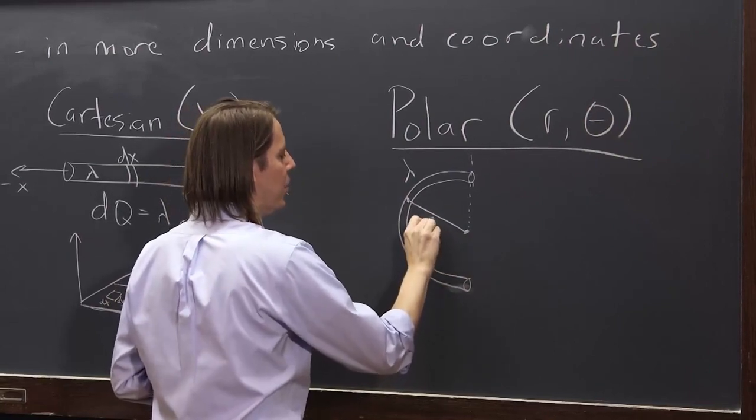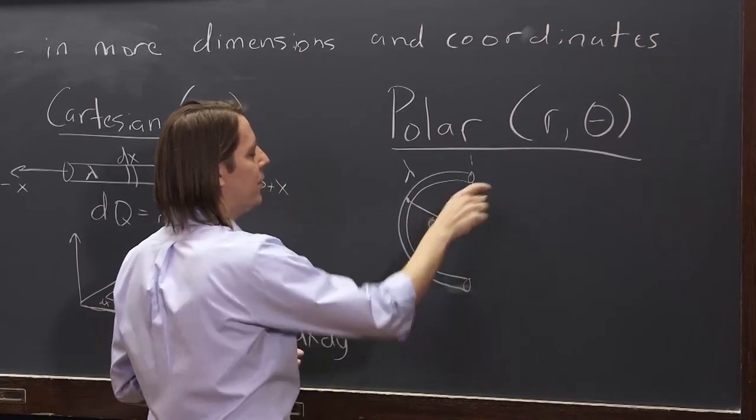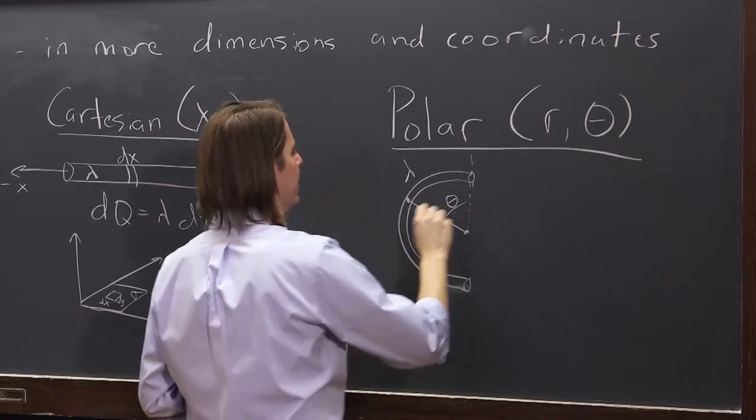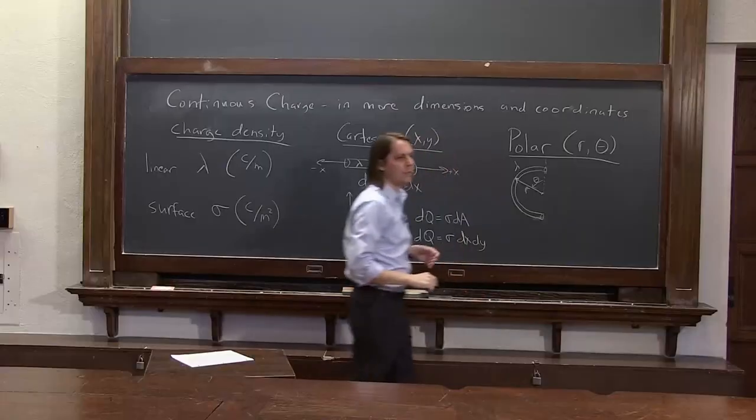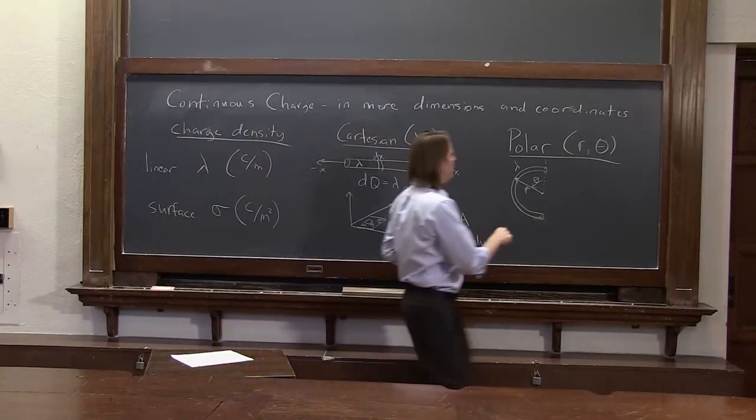I've got to distinguish my r's and my sigmas here. How far you went out in terms of the radius and how far you went from angle 0, and you call that theta. So it's r and theta is how you define this thing. Okay? Now, we have to get to a differential element.